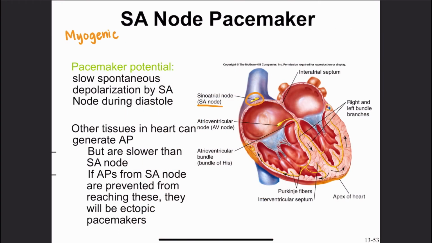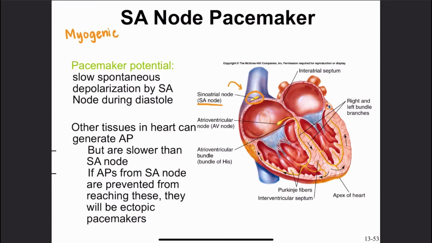Okay, so if you can remember from anatomy, our heart is myogenic, meaning it is able to send action potentials and excite its own cardiac muscle cells. And the main player here is our SA node, called the sinoatrial node, that's found in the right atrium. So unlike our typical neuronal cells or skeletal muscle cells, it does not maintain a resting membrane potential. Instead, it exhibits a pacemaker potential where there is a slow, spontaneous depolarization by the SA node during diastole.